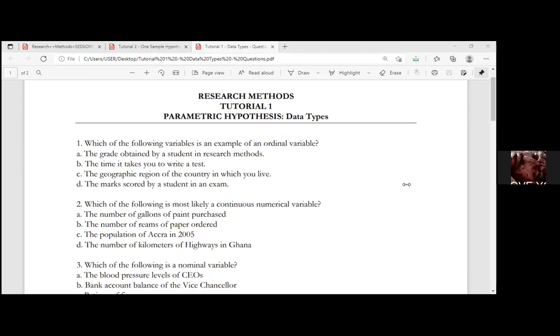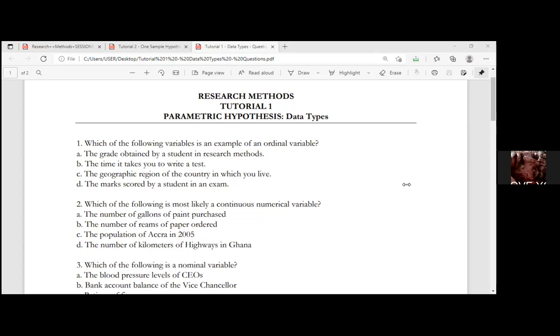please. Exactly. Now, which of the following is most likely a continuous numerical variable? So all of them are numerical, first of all, because number of gallons is numerical, number of reams of paper order, numerical, population of Accra, numerical, the number of kilometers of highways in Ghana, it's also numerical, but which one is continuous?